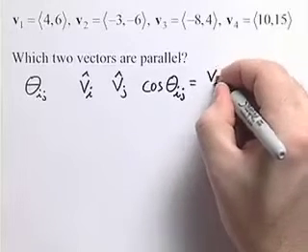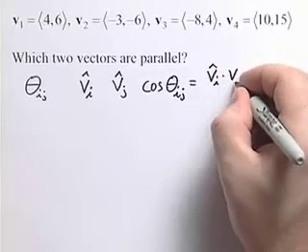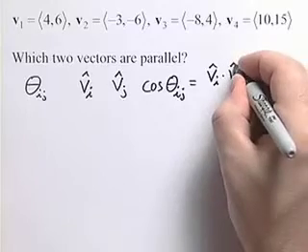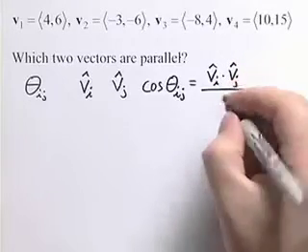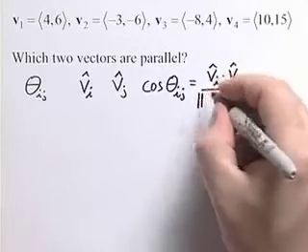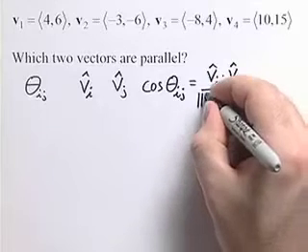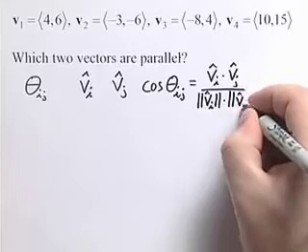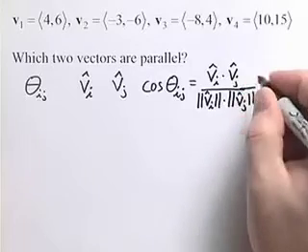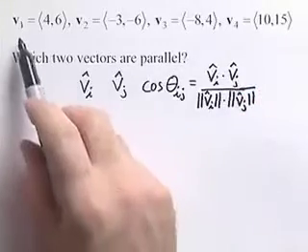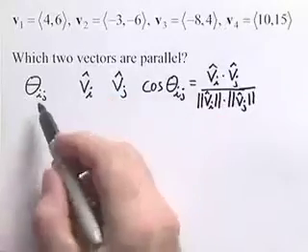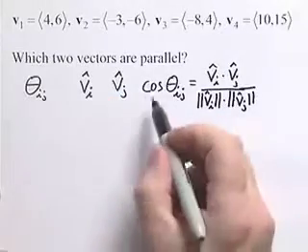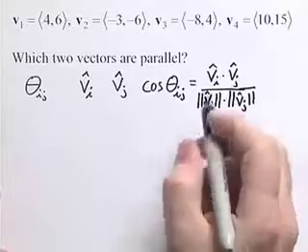product of vector i and vector j divided by the magnitude of vector i times the magnitude of vector j. So for each of these four vectors, we're going to look at the different pairs and find out what the cosine of theta is for each of those.